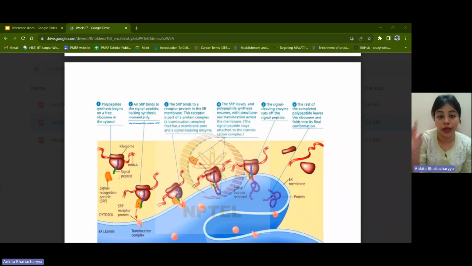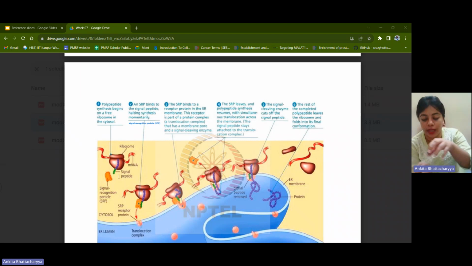Now this signal is recognized by something else. What recognizes it is SRP, or signal recognition particle. It binds to this particular sequence and brings that entire complex, that is the SRP, signal peptide, and rest of the polypeptide attached to the entire ribosome, which is attached to the mRNA that it is currently translating. So this entire complex is brought to the ER.